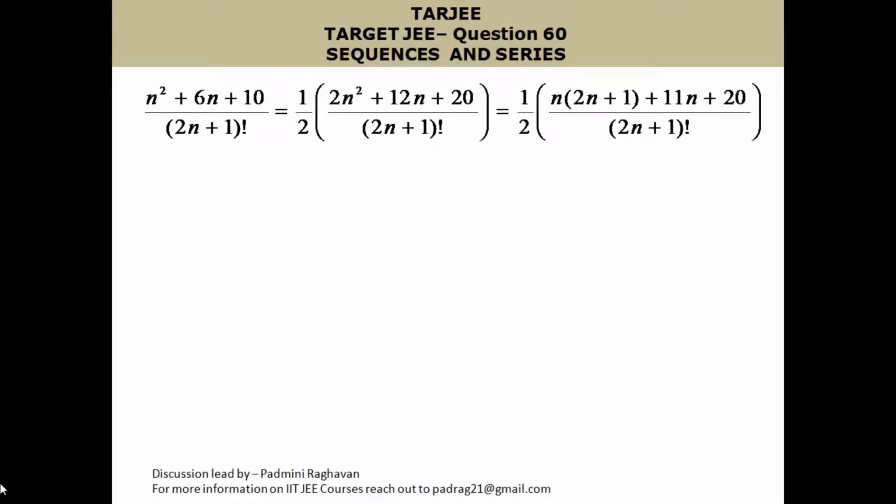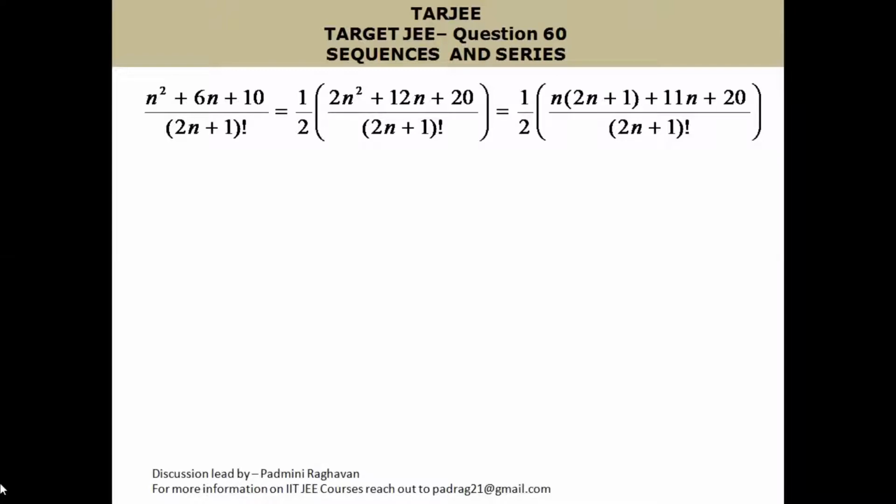The required series are in terms of e power minus 1, etc. The expansion of e is 1 plus 1 by 1 factorial plus 1 by 2 factorial plus 1 by 3 factorial, etc. But we have an n square plus 6n plus 10 in the numerator. So we should readjust these terms in such a way that the numerator becomes a constant. So first let us multiply and divide by 2 so that you have a 2n square plus 12n plus 20.